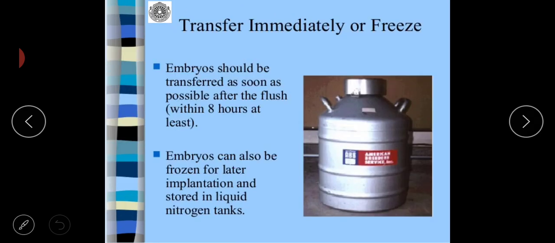So, embryos can be transferred immediately, or they can be frozen also. The embryo should be transferred as soon as possible after the flush, within 8 hours at least, or the embryos can be frozen for later implantation and stored in liquid nitrogen tanks, as shown in the diagram. Such tanks can be easily carried from one place to another, or even from one country to another.